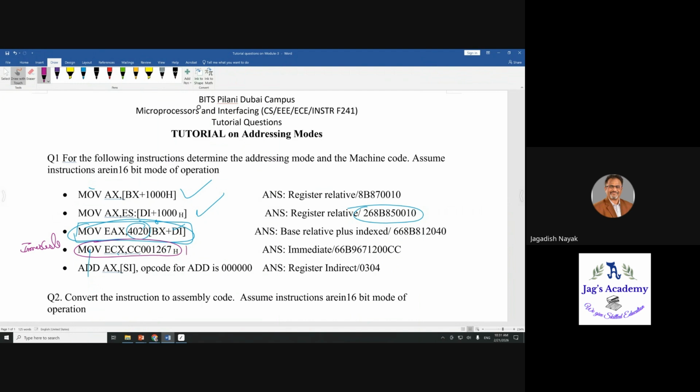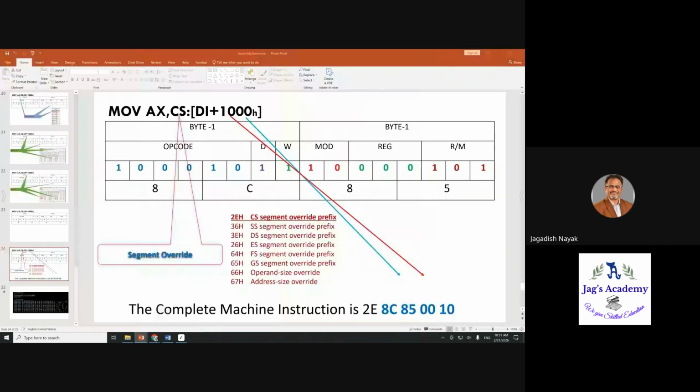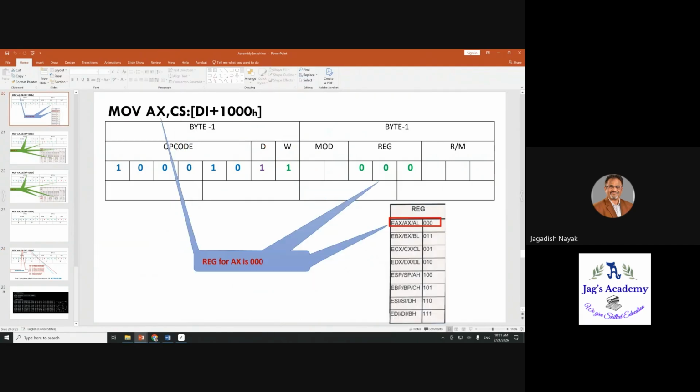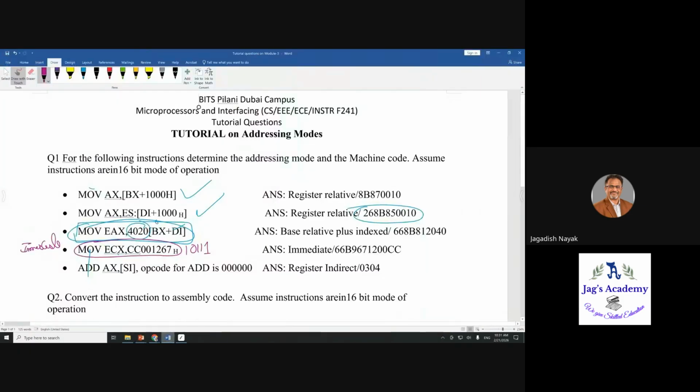Now it is 1011. Then the W bit is there, right? W bit is 1 because of 16-bit mode of operation. Then REG. What is REG? Refer to the table. Where is the register table? ECX is 001.